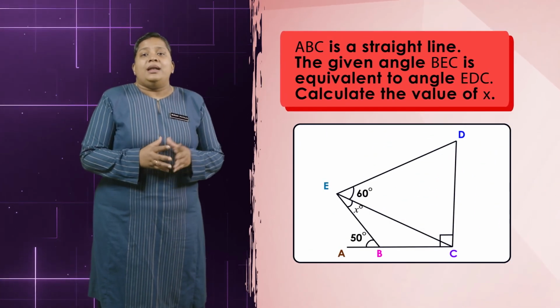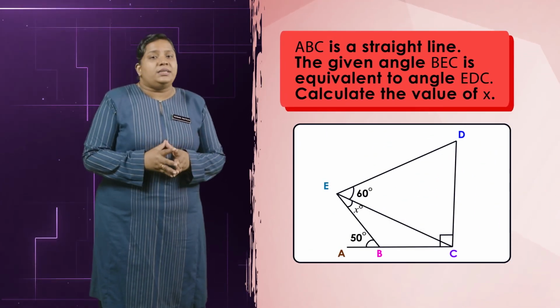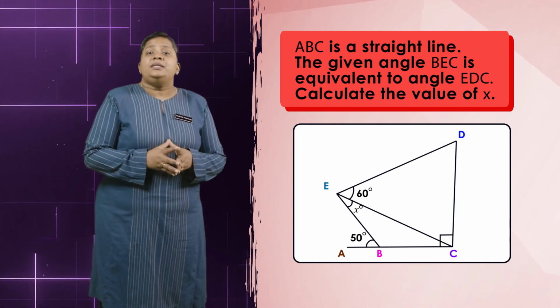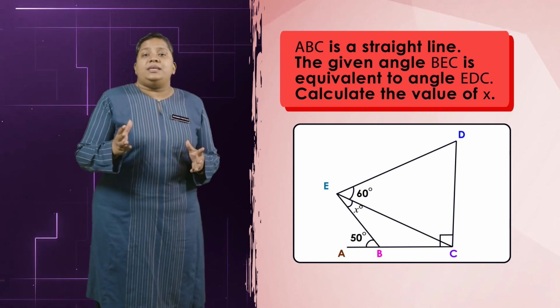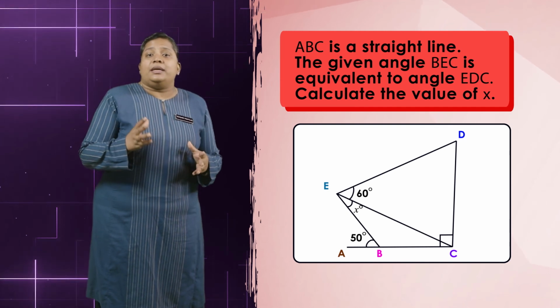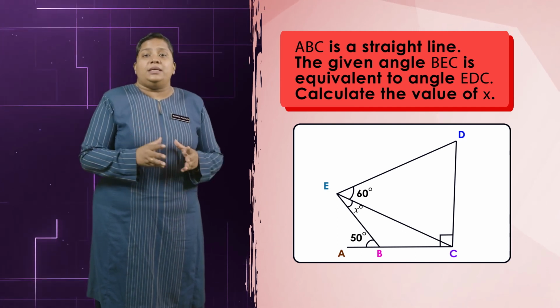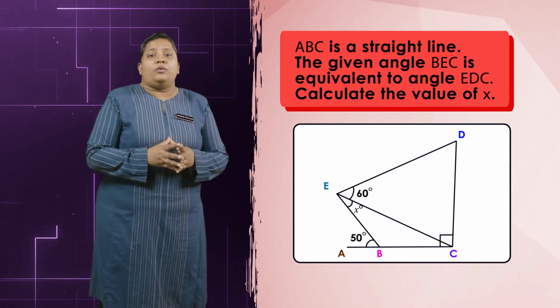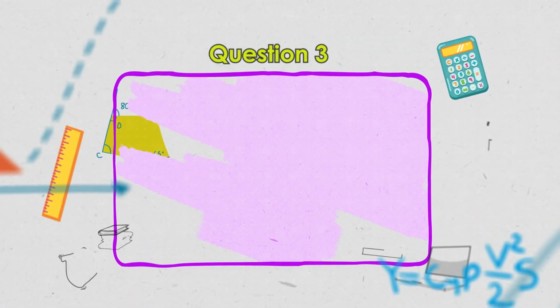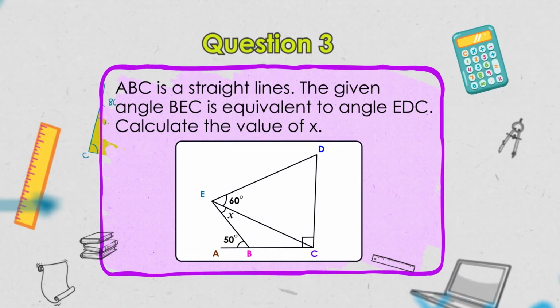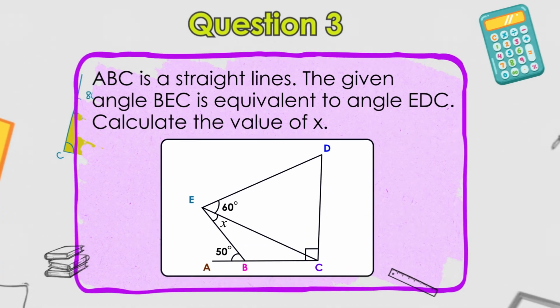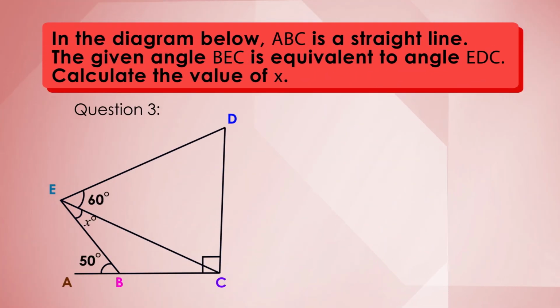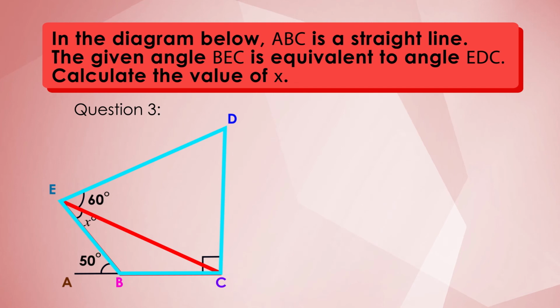Now everyone, let's look at the last question for today. In the diagram below, ABC is a straight line. The given angle BEC is equivalent to angle EDC. Calculate the value of x. Let's look at what we know. BCE is a triangle and BCDE is a quadrilateral.